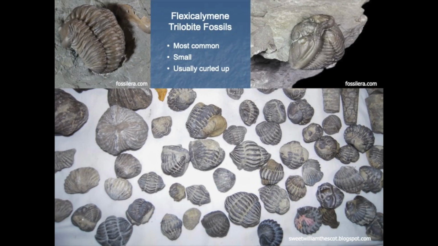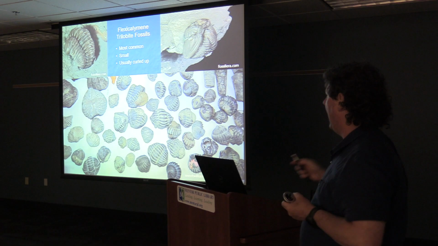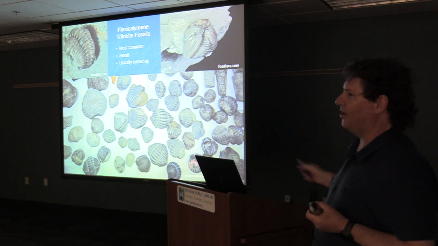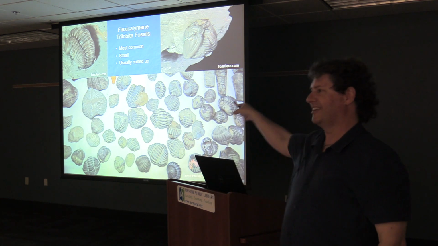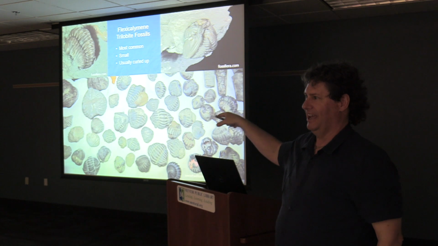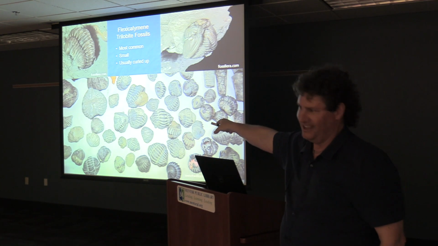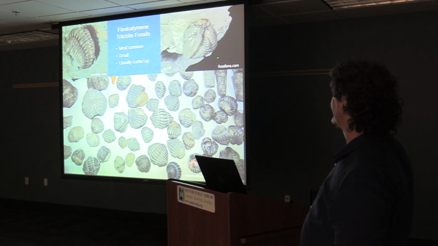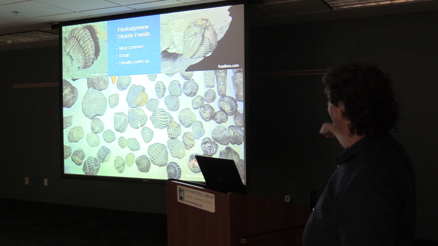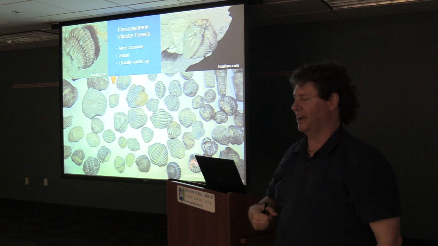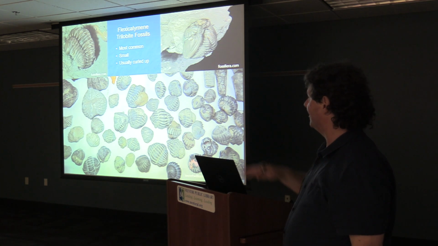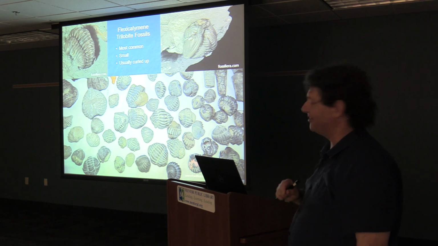And the most common one here in Ohio is a little guy called Flexicalymene. They're not big, the size of a quarter maybe. And usually you find them looking like this, all rolled up in a ball. You know how pill bugs roll up in a ball to defend themselves? These little guys did the same thing. And that's usually how they died. And so most of the time these little fossils are all curled up into a little ball, and their death pose is their little defensive position that they ended up dying in. But they're everywhere. And they're kind of cute, I think. They're not big, but they're very cute little guys.